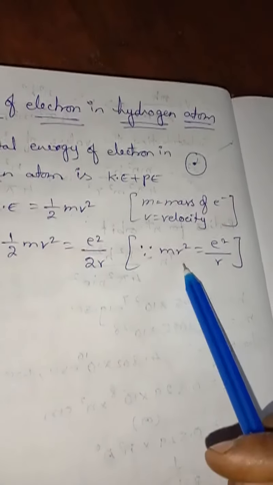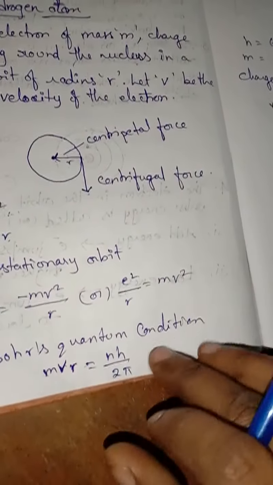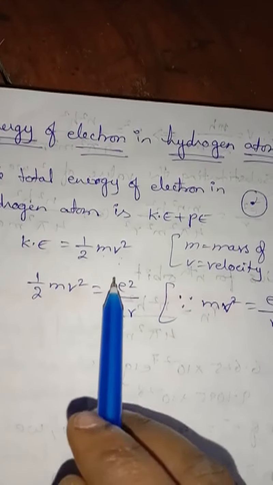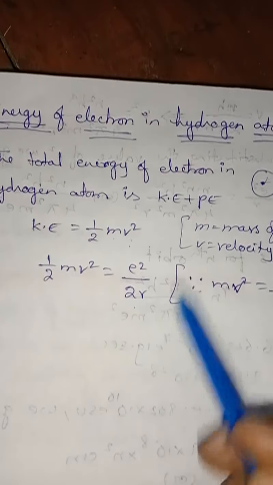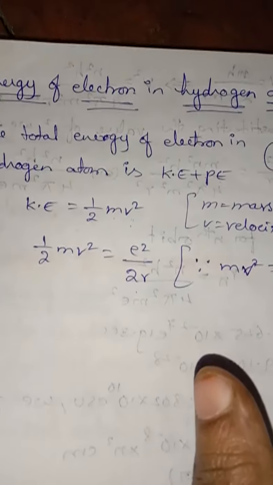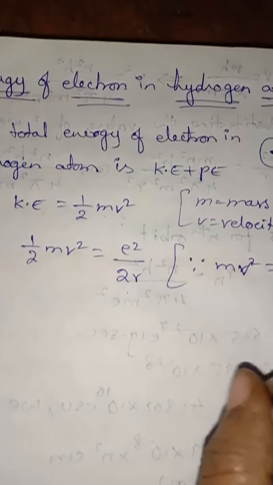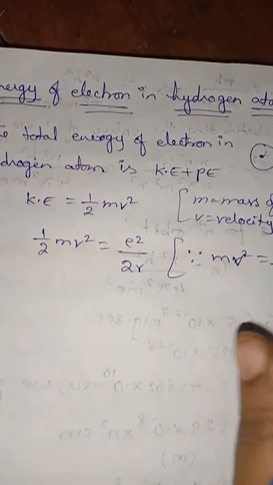Why did I write it like this? Because mv square equals e square by r. That we learned in the previous session. Here e square by r equals mv square, so I have substituted that. What about the potential energy? The potential energy of an electron is 2 times the kinetic energy, and kinetic energy has a positive sign, but potential energy has a negative sign. So the total energy is always negative and the kinetic energy is always positive, and both have the same magnitude.